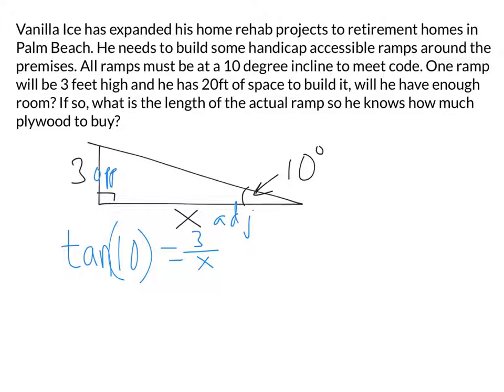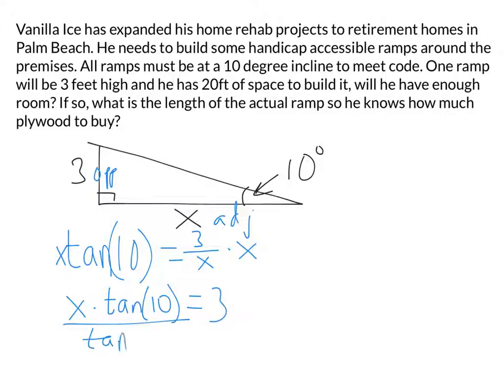Well, to get rid of the x, I'm going to multiply by x. Oops, changed colors there on accident. And then, let me just erase this and rewrite it. So I've got x times the tangent of 10 is equal to 3. I would just divide by tangent of 10, because that's just a decimal, right? We're going to have to practice this in class, I think, because this can get kind of confusing when you start seeing almost like partial words in these problems.